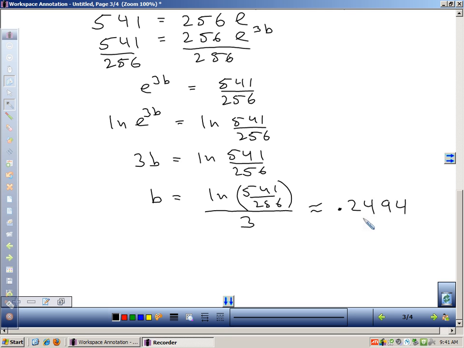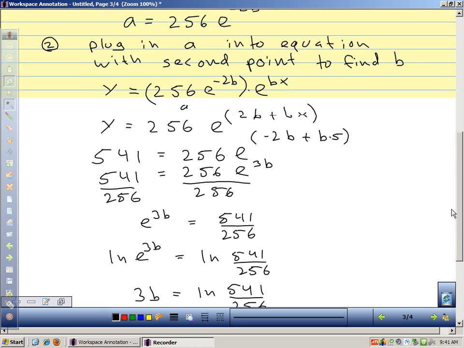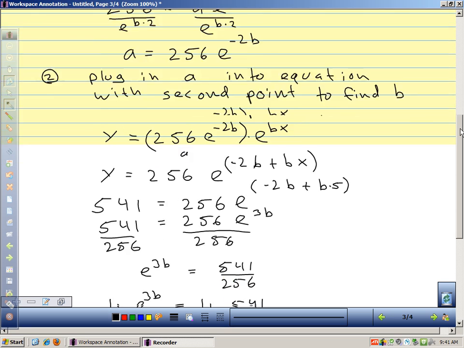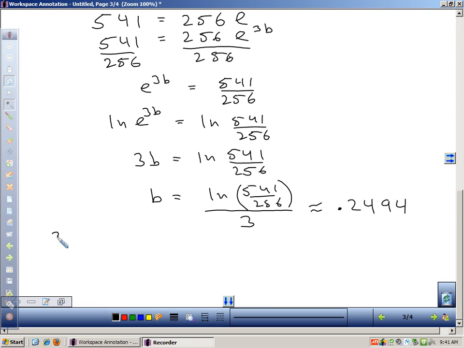So now we found b. We're almost ready to solve our problem. Let's scroll back up. Here we found that a was 256 times e to the minus 2b. Well, now we have a number for b. We can plug b into this equation and get a number for a. So my third step, I'm going to plug in b to find a.